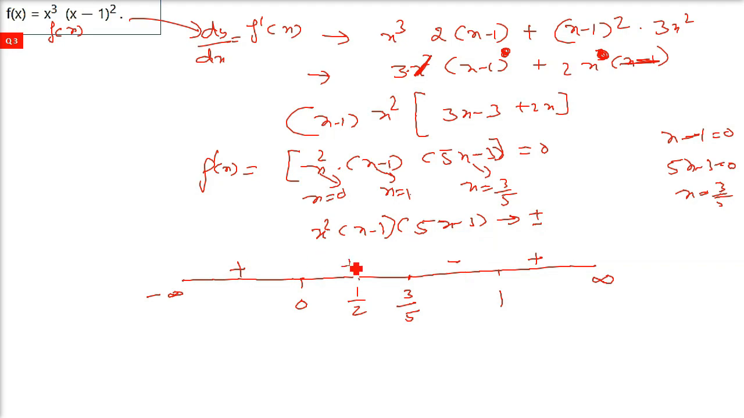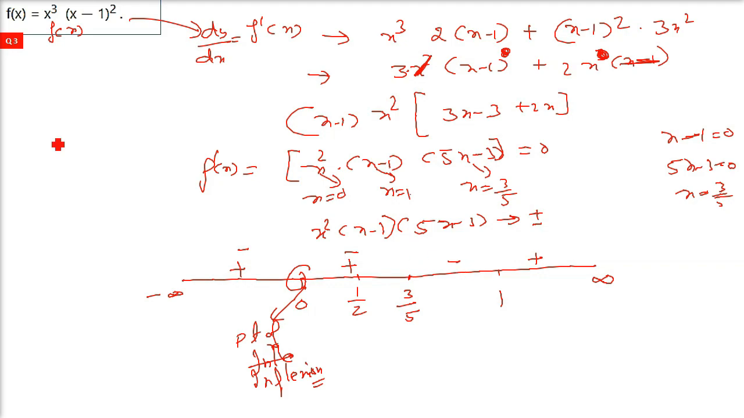So at 0, it goes from plus to plus. When it goes from plus to plus at 0, this point x equals 0 is the point of inflection. There is no increasing, no decreasing going on. So this 0 is the point of inflection. I hope you got the idea. So we have to check at 3 points, 0, 3 by 5 and 1. So the first point is the point of inflection.